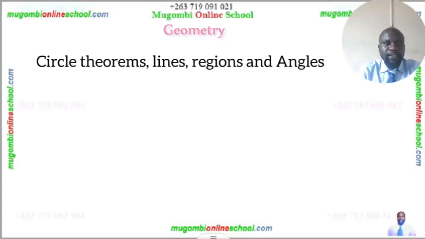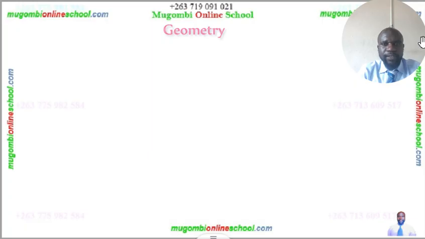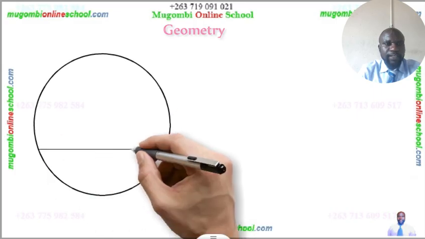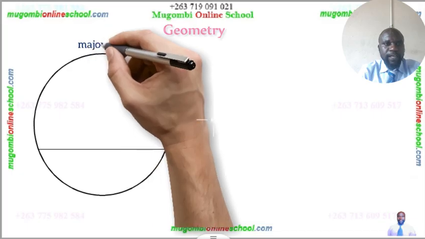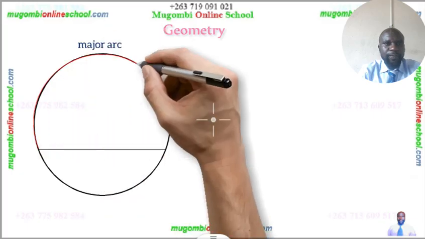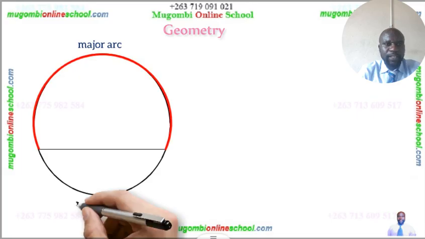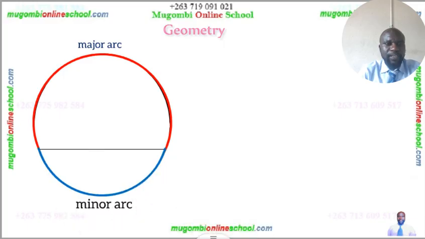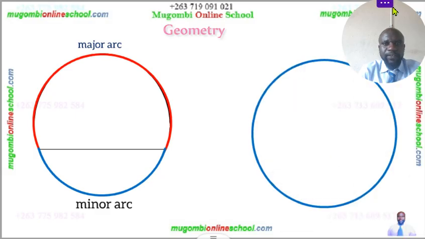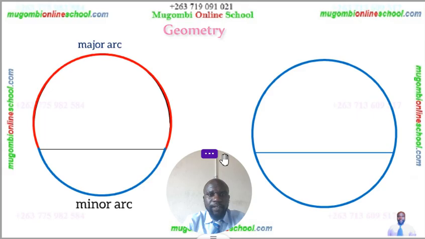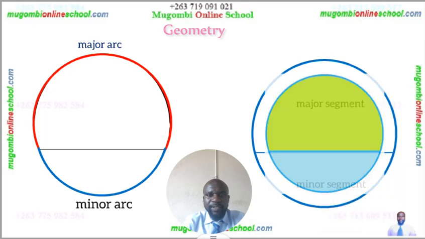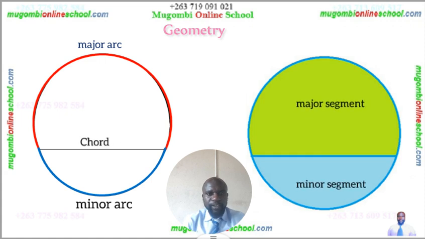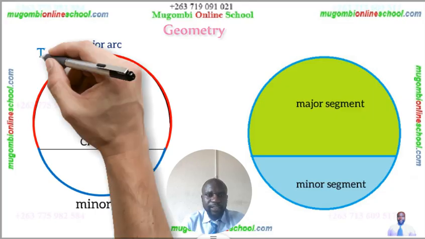Geometry, covering circles, theorems, lines, as well as angles. Right, given a circle like this, this part is called a chord, and this one is the major arc, from this point up to this point. Then this one is the minor arc, this one from this point in blue. Given a circle like this, this one is the major segment, and then the minor segment, like this. All right, so let us proceed to the theorem.